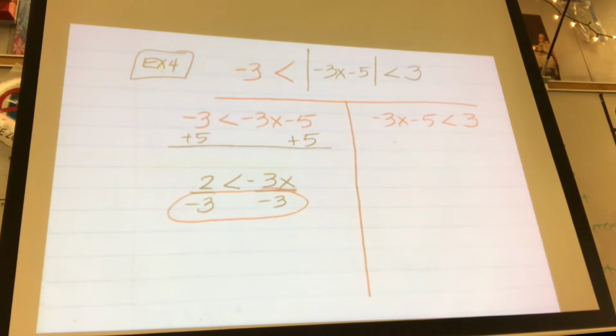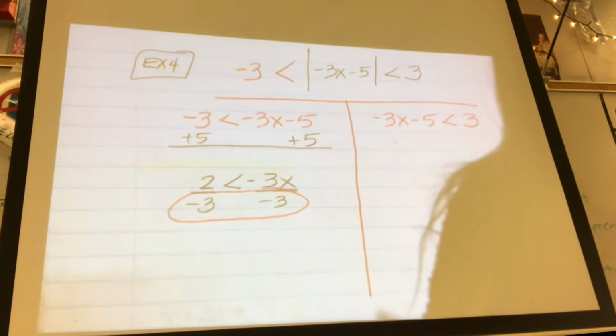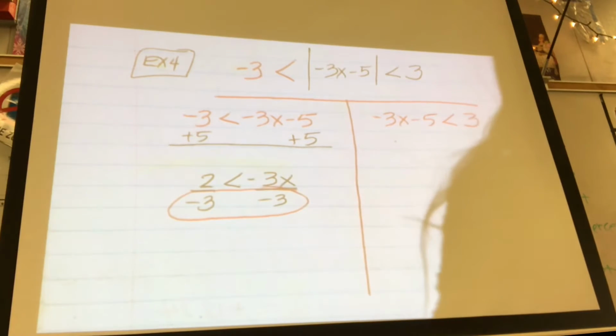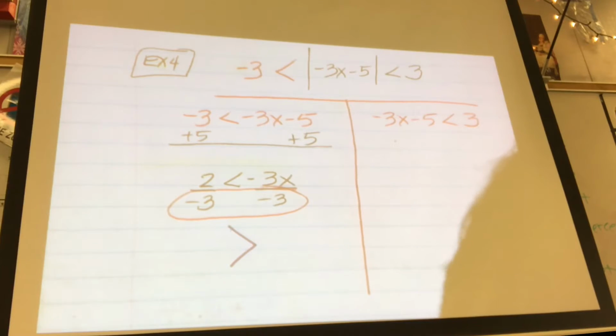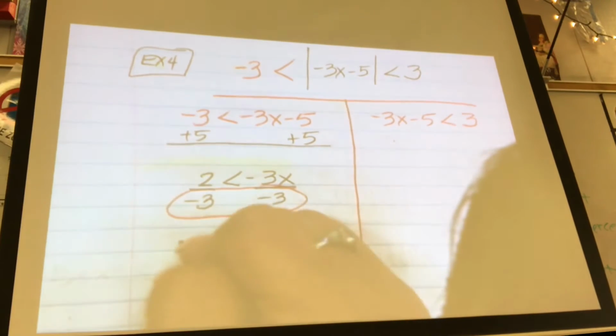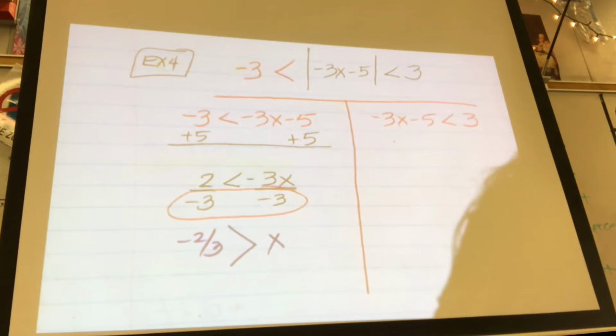Jameson, say it louder so we can all hear. You flip the sign. So when you divide by a negative, you flip the sign. All right, we'll get rid of this one too. So when you divide by a negative, you have to flip the sign. So you keep the x there, and this is still a -2/3.